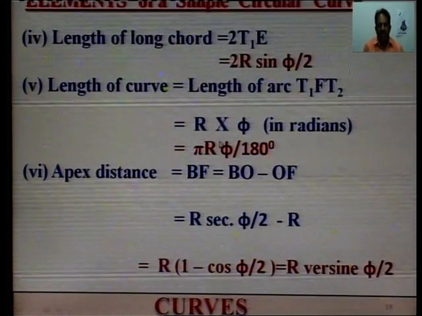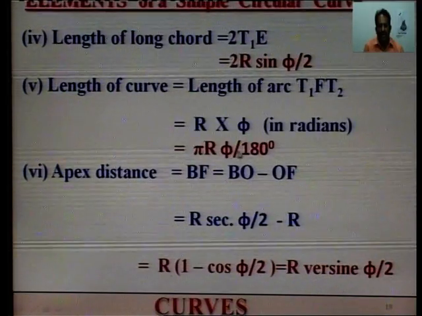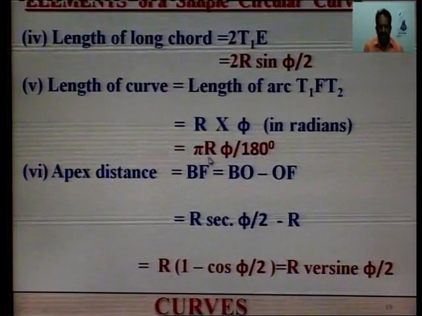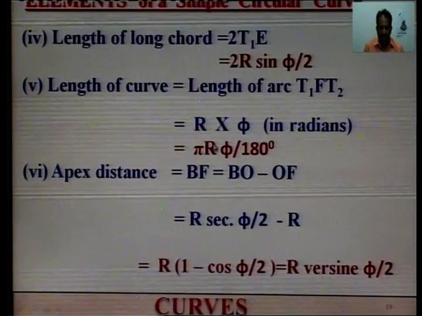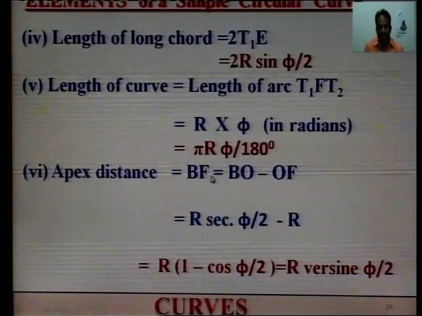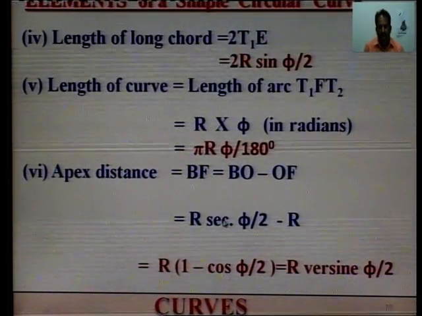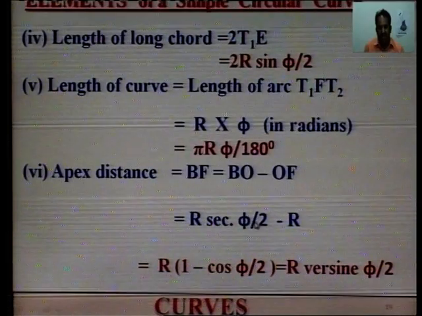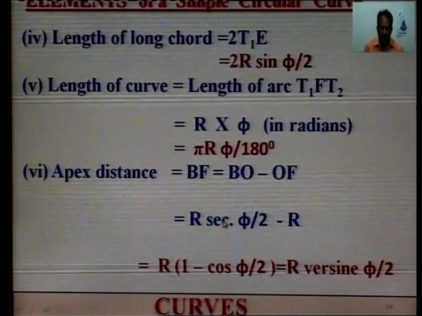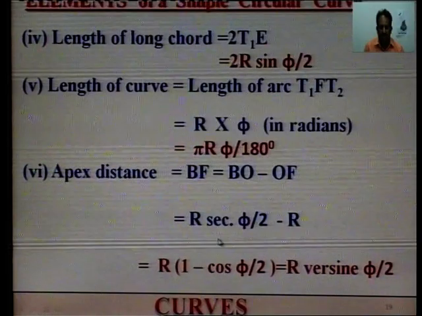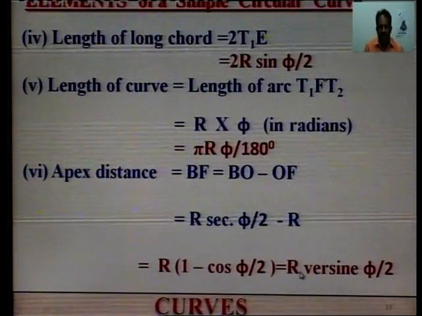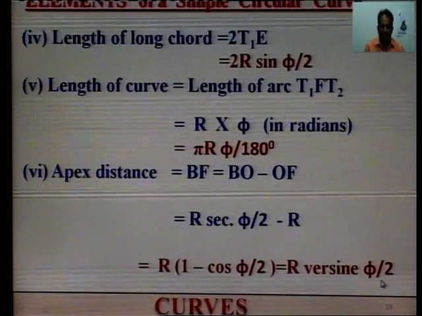The length of curve is given by the formula pi R phi over 180 degrees, where R is the radius of the curve. The apex distance BF is equal to R secant phi by 2 minus R, and finally, it is equal to R over sin phi by 2.